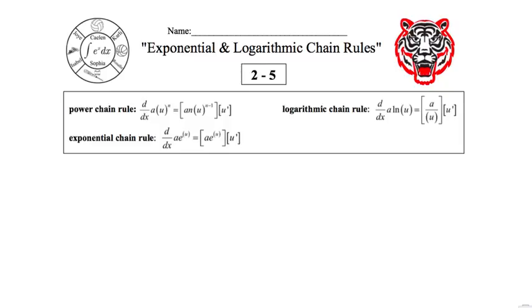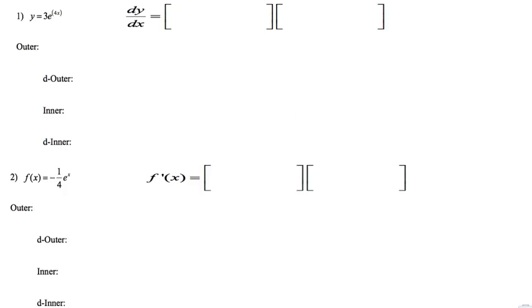All right, so let's look at the rules that we have for review. We've already learned the power chain rule, and in this last lesson we just learned the exponential chain rule and the logarithmic chain rule. So we have e-house, log house, and power house in this assignment. Here we go.